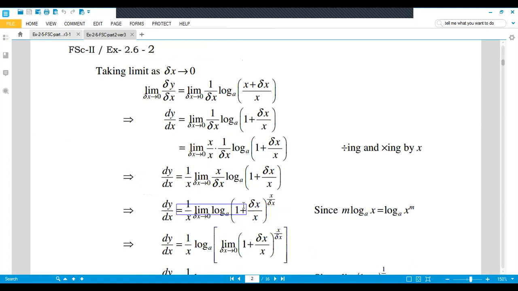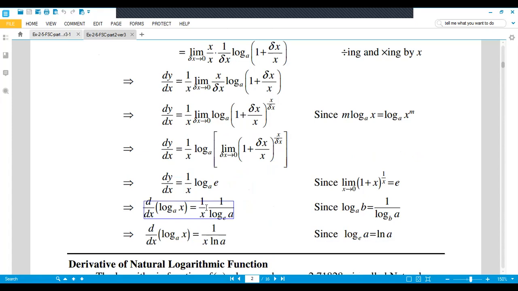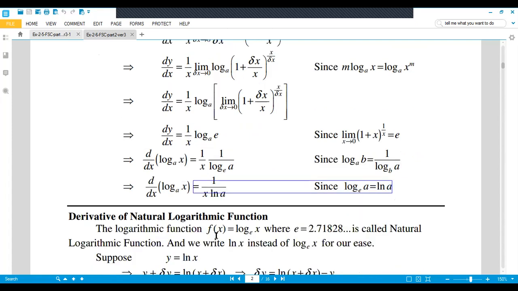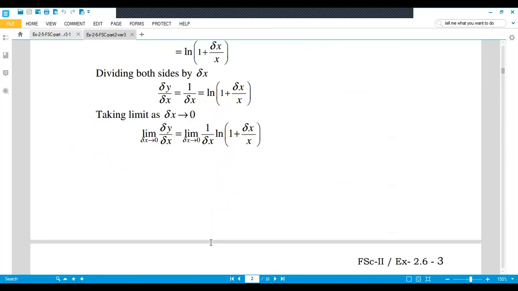So this is equal to, as we already studied in chapter number 1, e. When this is equal to e, if something is in the coefficient, again it will come in the power. So 1 over x log a of this, using the rule limit of 1 plus x to the power 1 over x is equal to e. So we put the value of e, and log base a of e is equal to 1 over log base e of a. So that is equal to 1 over x natural log of a. If you have such a type of log, it is equal to this. The derivative of the natural logarithmic function is equal to this.